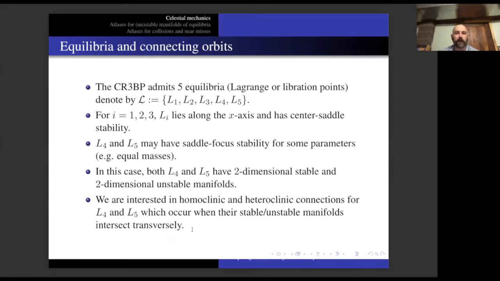Some information for us is that, if I go back to that other slide, there were 5 points labeled L1 through L5. These are the equilibria for this system, sometimes called Lagrange points or libration points. I'll typically refer to them as equilibria, but these are all used synonymously. The 3 that are collinear along the x-axis always have center-saddle stability. We're not going to talk about those. We're going to focus on L4 and L5.